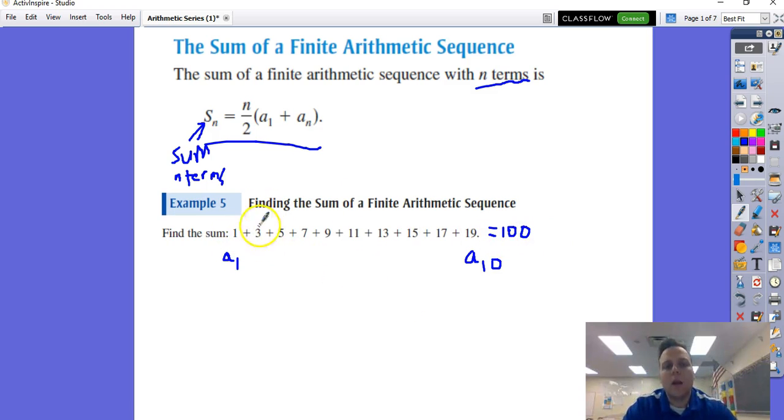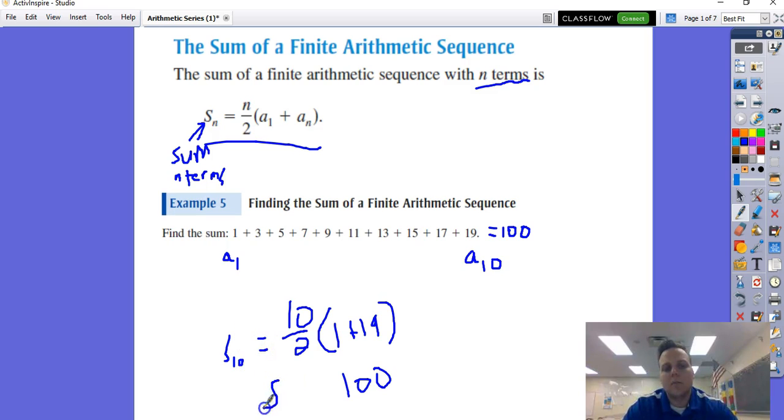The way we would apply it is, how many terms were there total? There were 10, so I would do 10 divided by 2 times the first term, which is 1, plus the last term, which is 19, so 1 plus 19. You could plug this all into a calculator, but you could also just do 10 divided by 2, which is 5, times 1 plus 19, which is 20. 5 times 20 is 100. So the sum of these 10 terms is simply equal to 100. Okay, let's try another example.